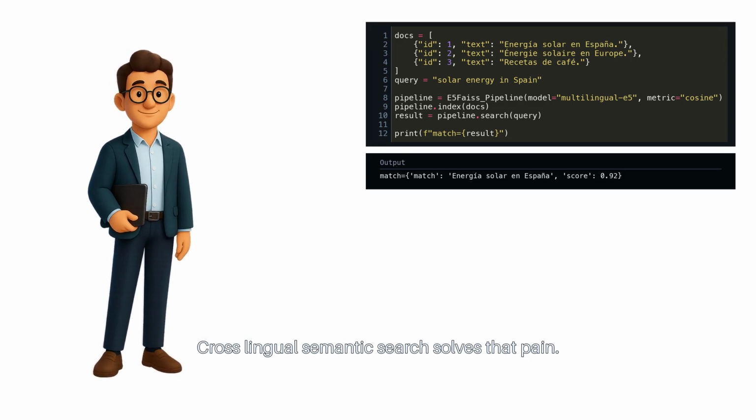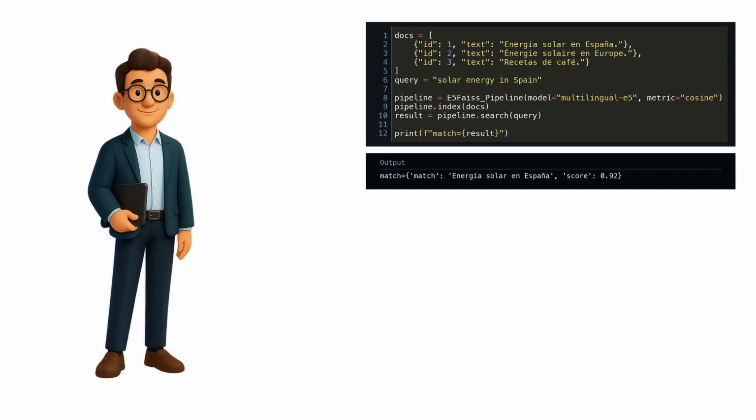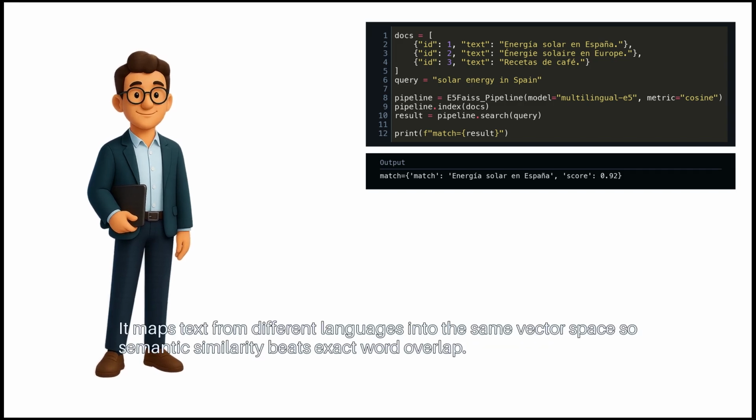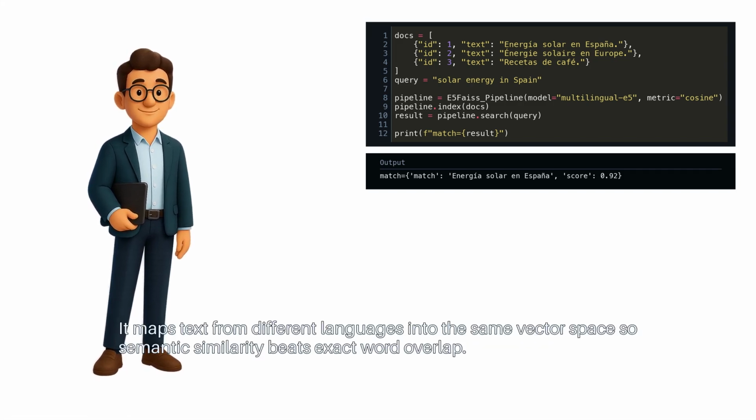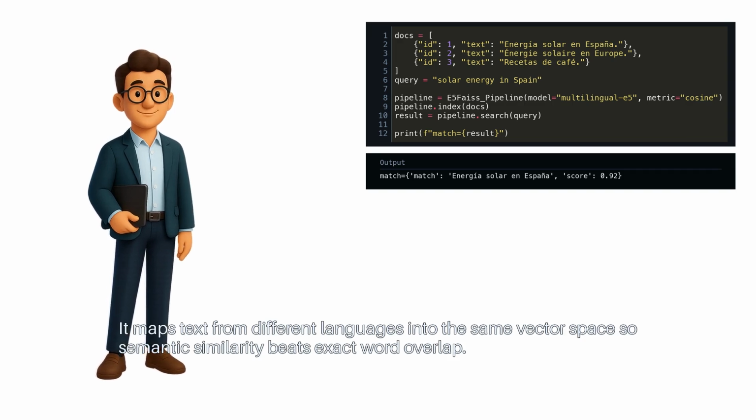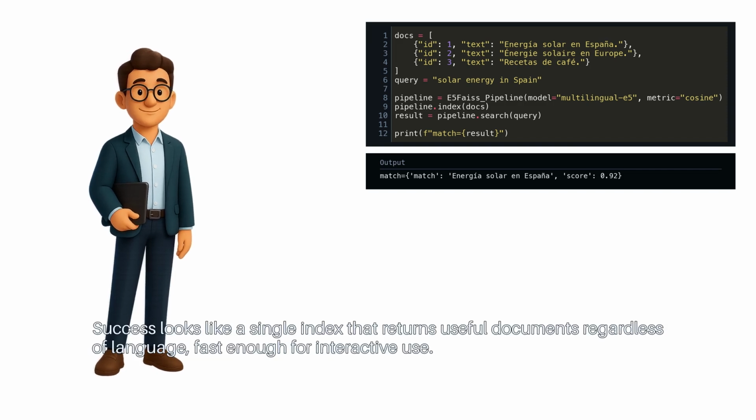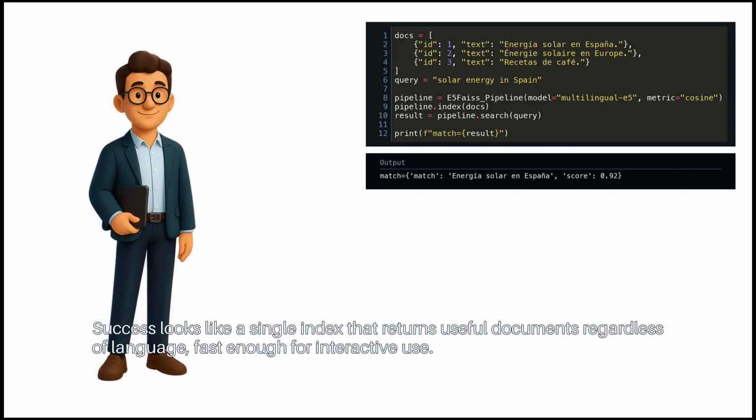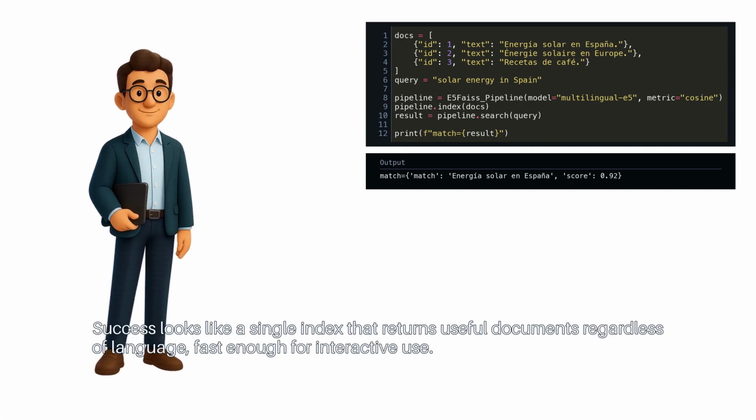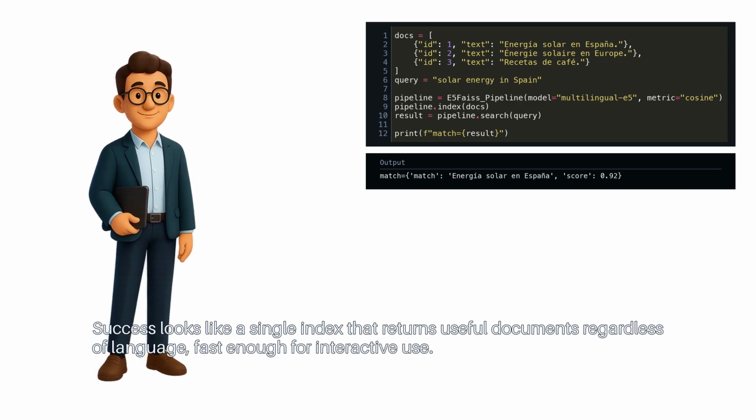Cross-Lingual Semantic Search solves that pain. It maps text from different languages into the same vector space, so semantic similarity beats exact word overlap. Success looks like a single index that returns useful documents regardless of language, fast enough for interactive use.